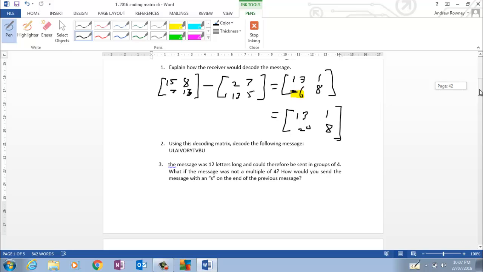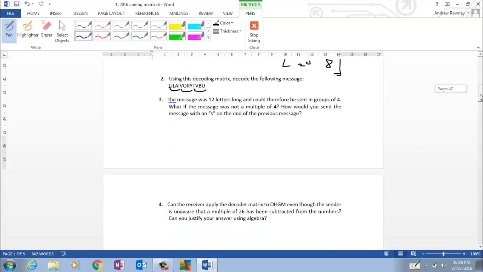Okay, question 2. Using this decoding method, you should be able to decode this. Now you do that. First thing is you have to split it into groups of 4. So ULAI, VORY, TVBU. There'll be 3 separate 2 by 2 matrices, and you want to subtract off that 2, 7, 13, 5 from all of them to get the original message.